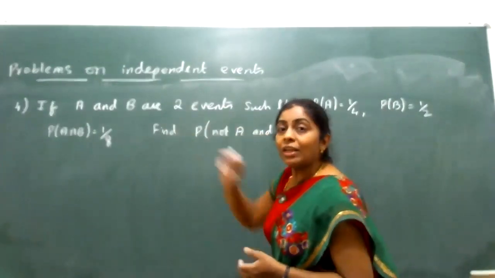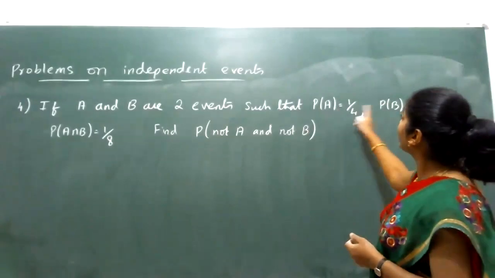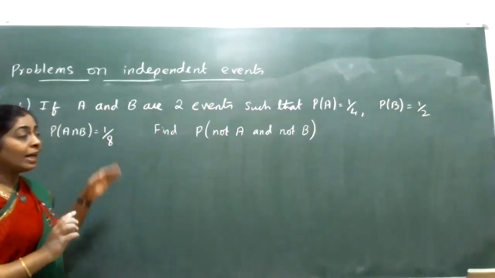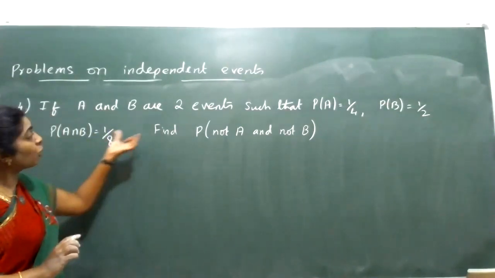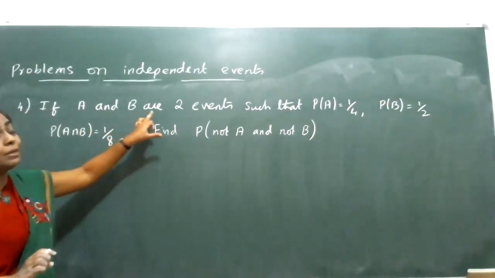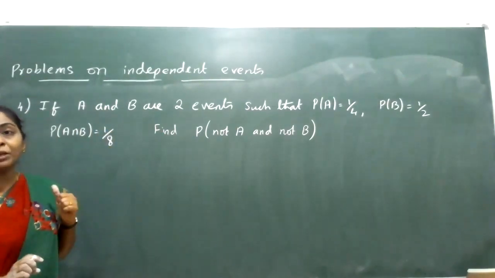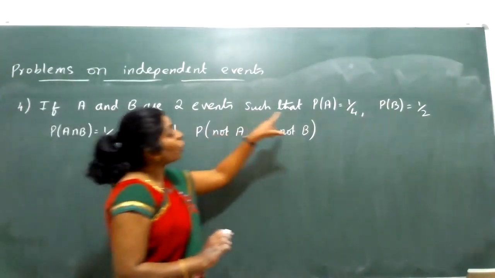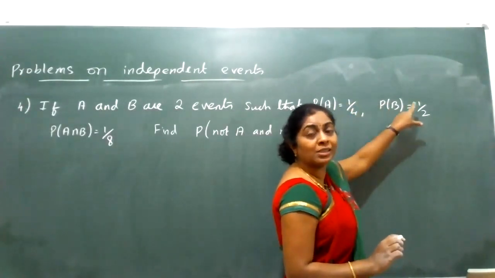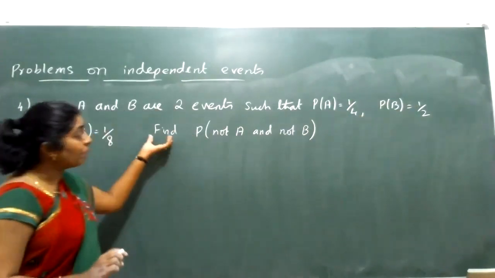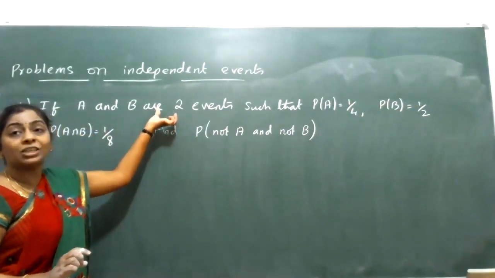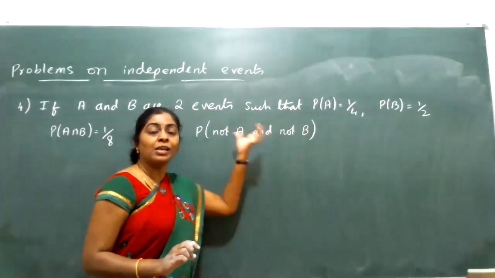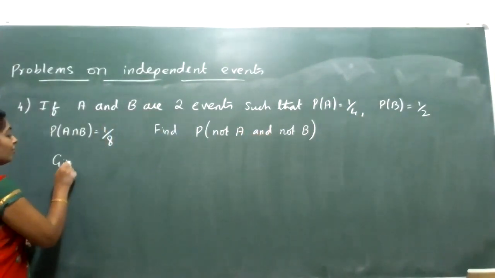So here they've given A and B are 2 events such that the individual probabilities and the intersection of that is given. In this case, I can look at the problem and say that they are independent events. Can I not say they are independent events? Probability of A intersection B is 1 by 8. Probability of A into probability of B is nothing but 1 by 8. So from the given data, I can say the first condition is they are independent events. Then they have asked us to find this.